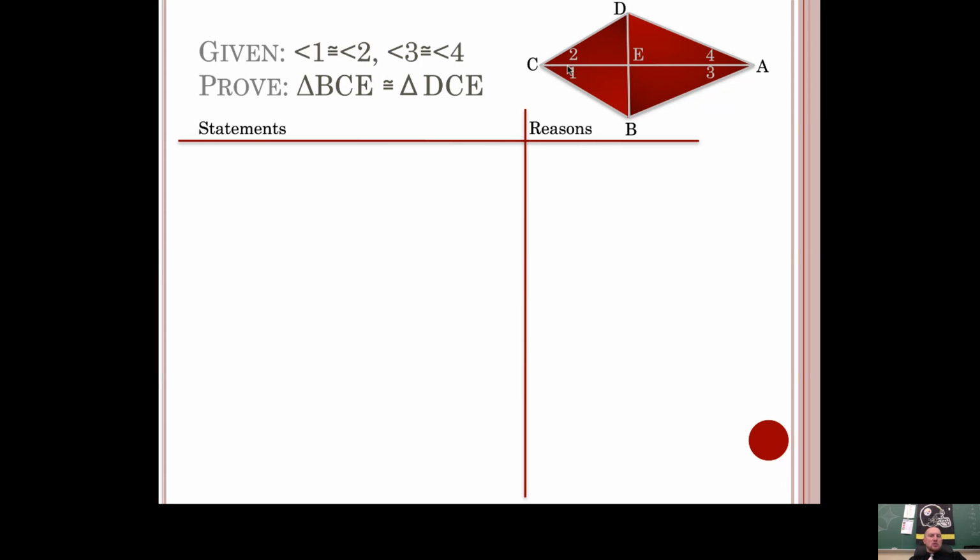They're telling you that angle 1 is congruent to angle 2, and angle 3 is congruent to angle 4. We need to show that triangle BCE, that's this little one right here, is congruent to triangle DCE. So angle 1 is congruent to angle 2. Also, angle 3 is congruent to angle 4. That's given.